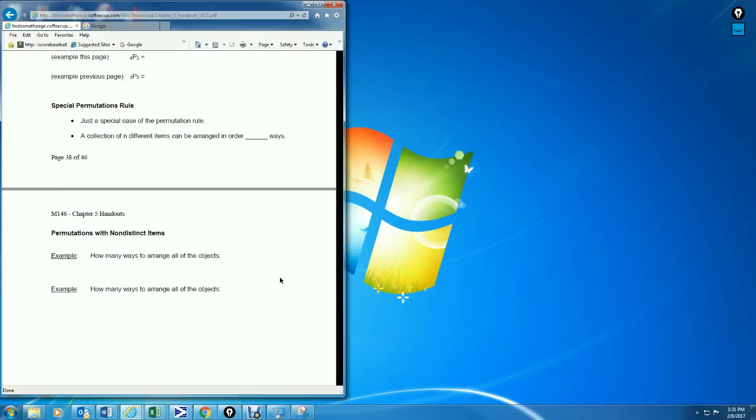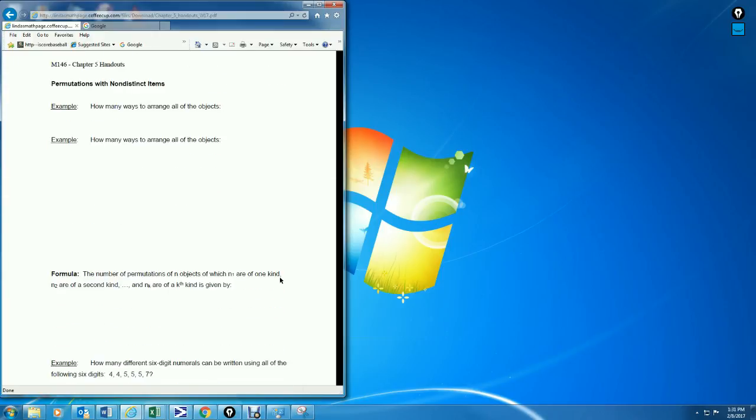All right, so we did this. Okay, permutations with non-distinct items. So in this case, non-distinct means I can't tell them apart. They look exactly the same.